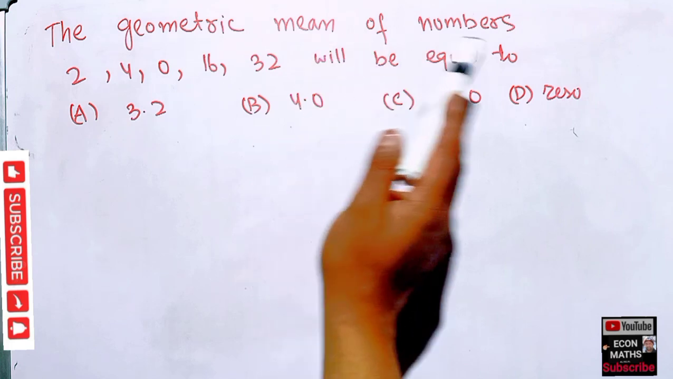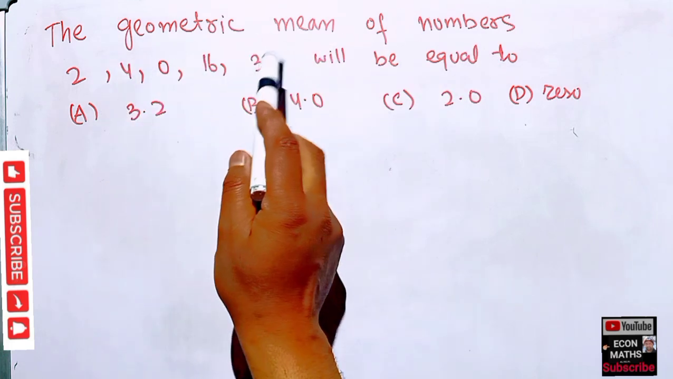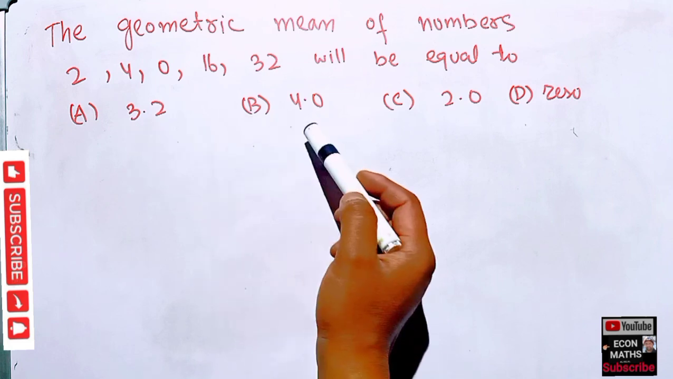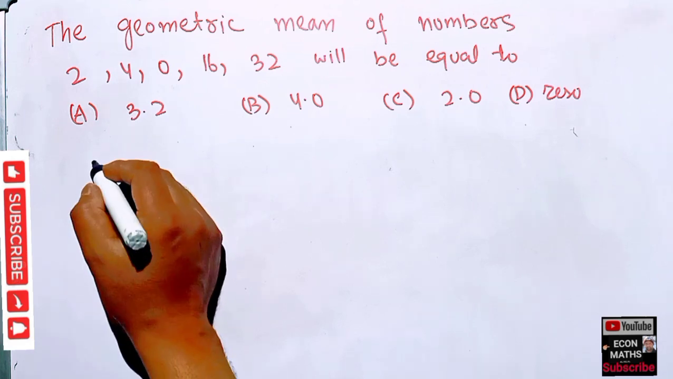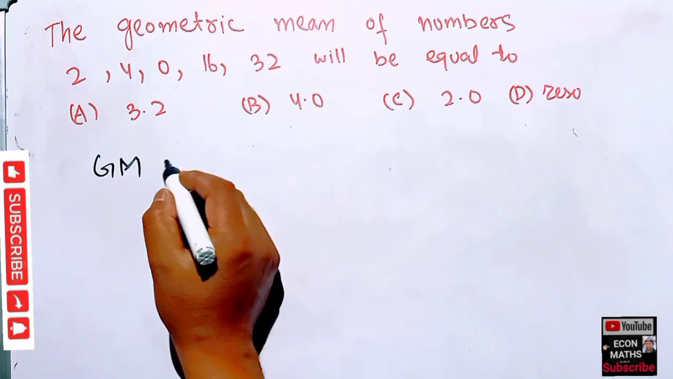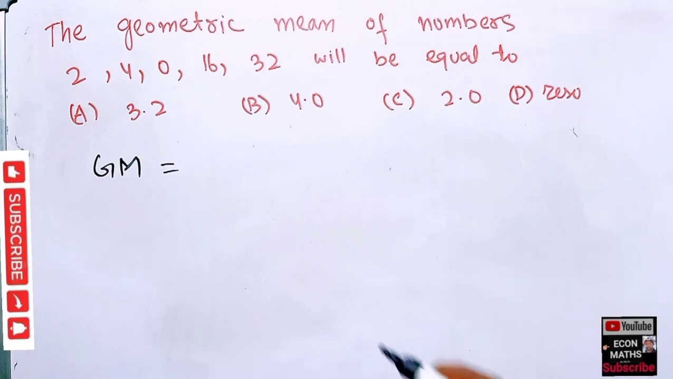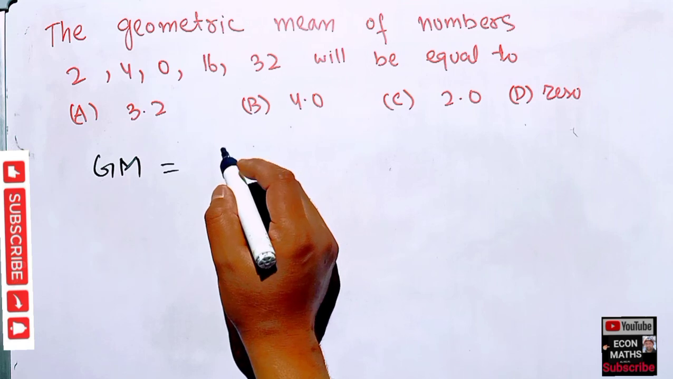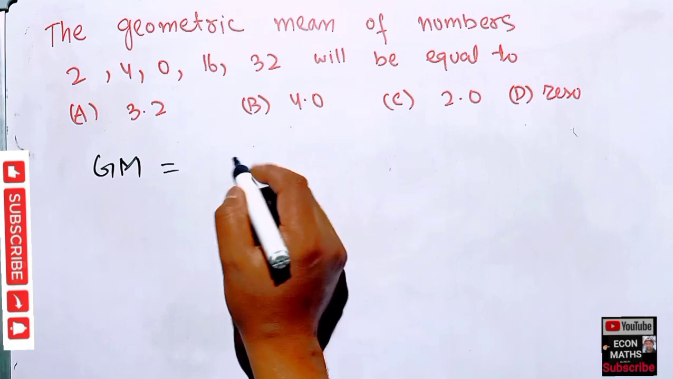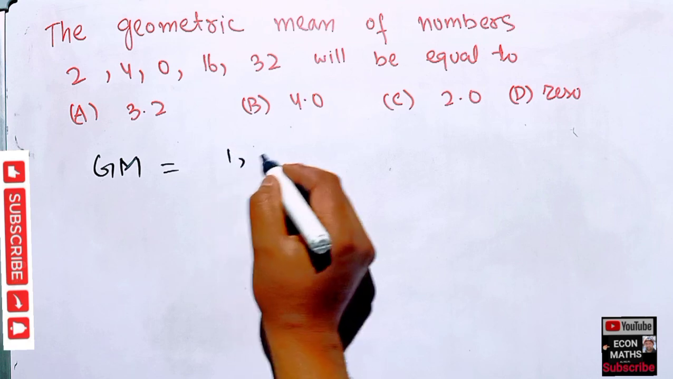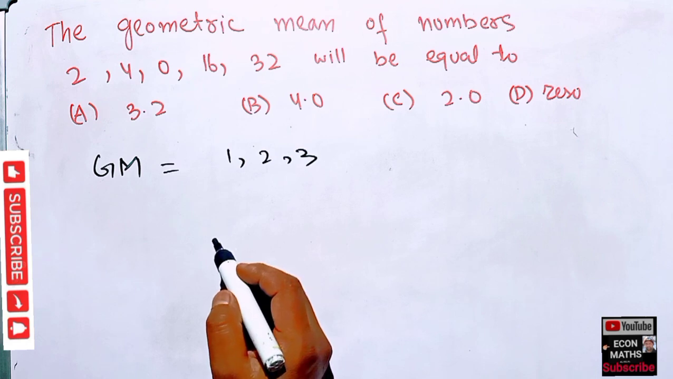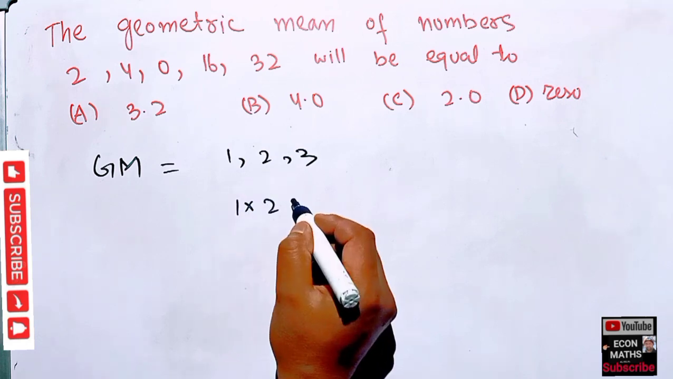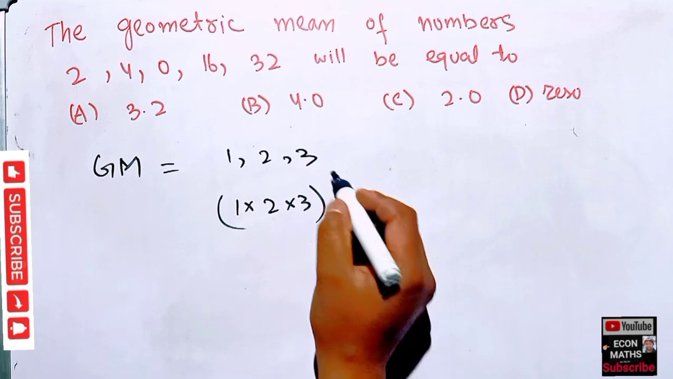The geometric mean of the numbers 2, 4, 0, 16, 32 will be equal to, the options are 3.2, 4.0, 2.0 and 0. So, as we know, the geometric mean is equal to the nth root of the product of the numbers. If we are given three numbers, let us say 1, 2 and 3, and we have to find their geometric mean, we just multiply 1, 2 and 3 and take the cube root.